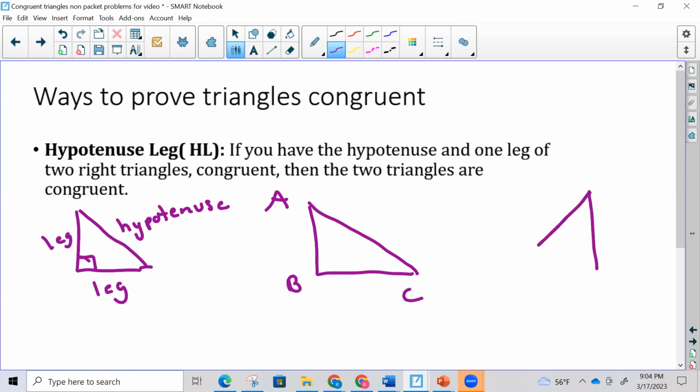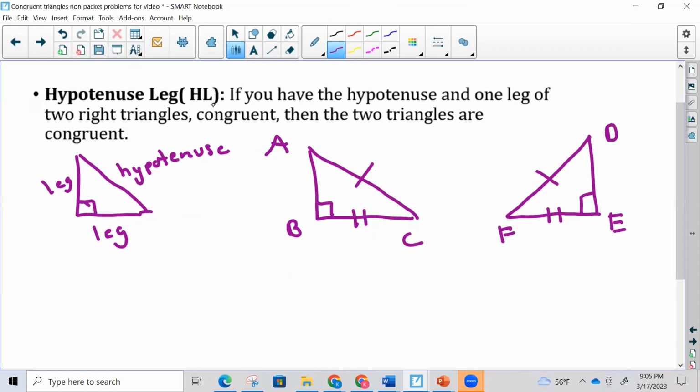And again, if I draw these in a different orientation, because that will happen a lot in the problems that we see. So if I have a right triangle and the hypotenuses of the two triangles are congruent, and one pair of legs of the two triangles are congruent, then I can say the triangles are congruent by hypotenuse leg. Okay? So not every right triangle is HL, but if it's a right triangle, I would check and see if a leg and the hypotenuse of two triangles are congruent.